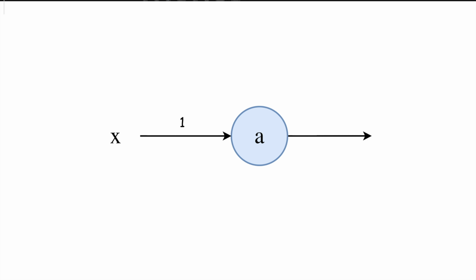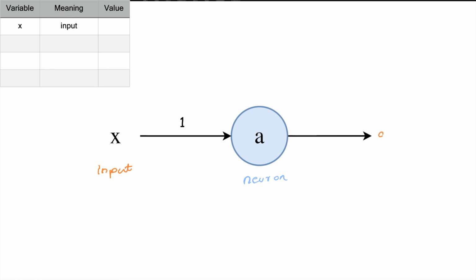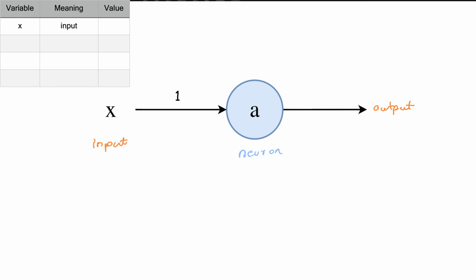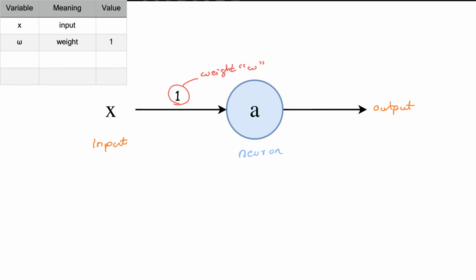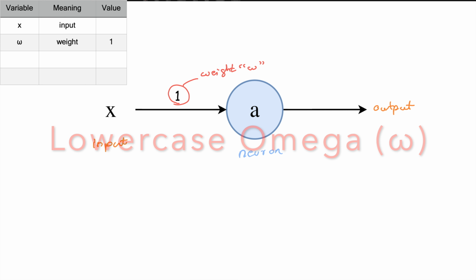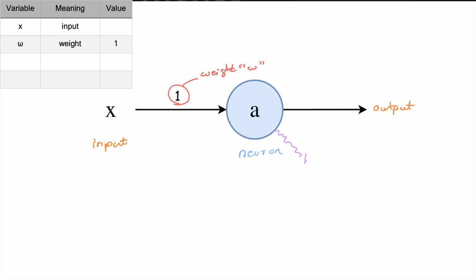Okay, so what we are seeing right now is the basic building block of artificial neural network called artificial neuron with an input X. And there is an output coming out from the artificial neuron at the end. And the number between X and the neuron A is something called the weight, and it is denoted using Greek letter called omega. And we also have the bias term for each neuron in artificial neural network.